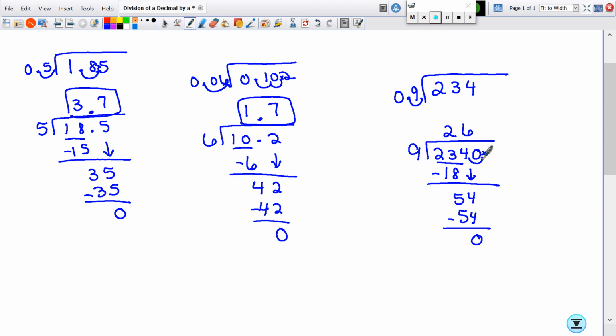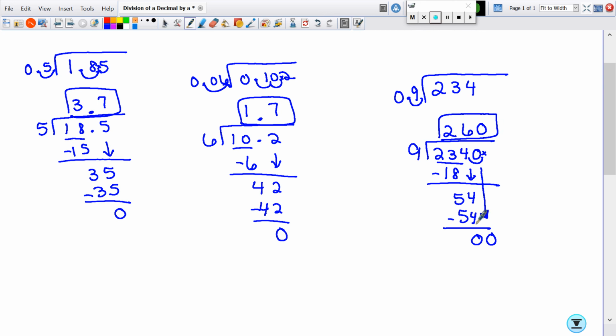However, we have a number here to still bring down. We haven't brought everything down. So even though it's 0, we still had to bring it down. So you have to put a 0 up here. Okay? So now my final answer is 260.